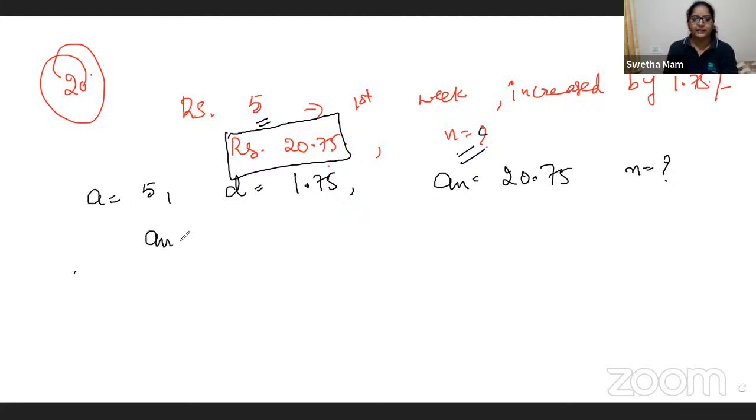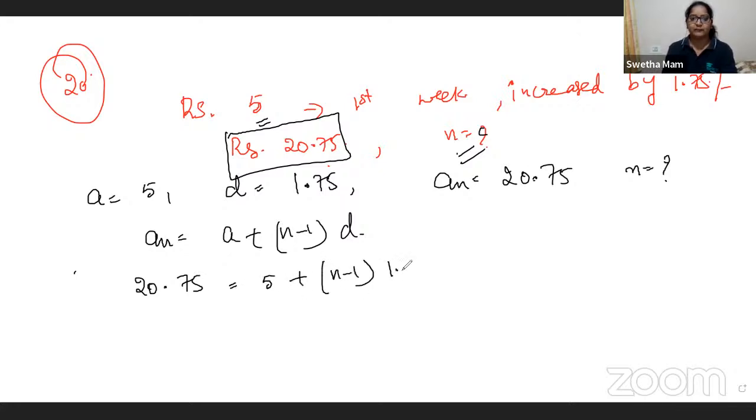Now write AN is equal to A plus n minus 1 into D. So we are finding the number of weeks. Substitute the values. 20.75, A is equal to 5, n minus 1 into 1.75. Now, 20.75, take this 5 to left hand side, n minus 1 into 1.75.